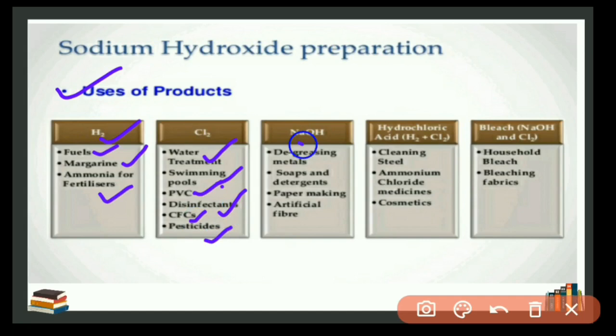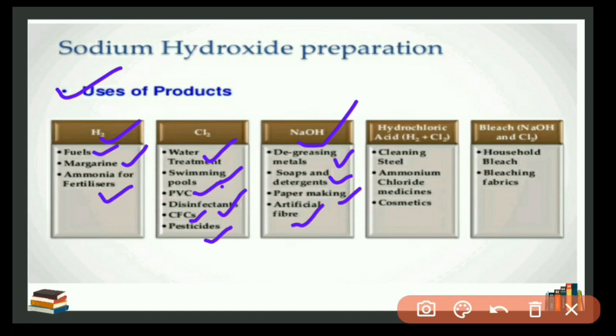Then sodium hydroxide is used in degreasing metals. It means for purification of metals, sodium hydroxide is used as a leaching agent. It is also used in soap and detergent formation, paper making, and artificial fibers.